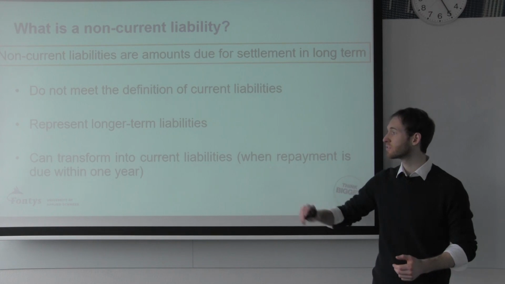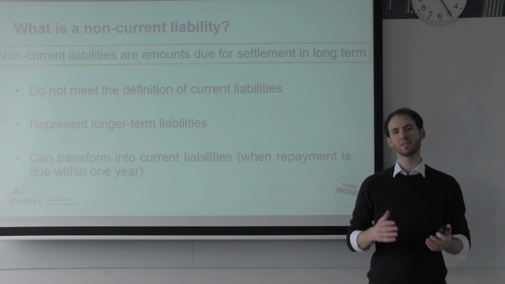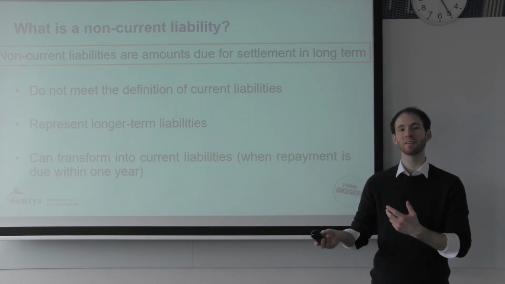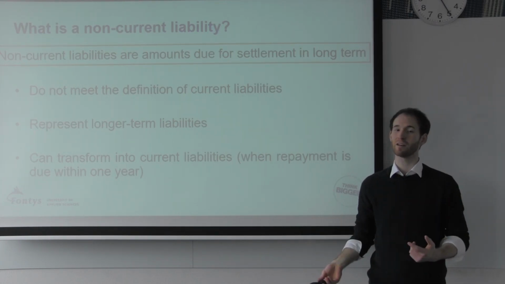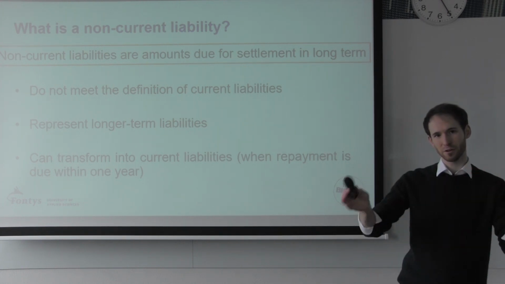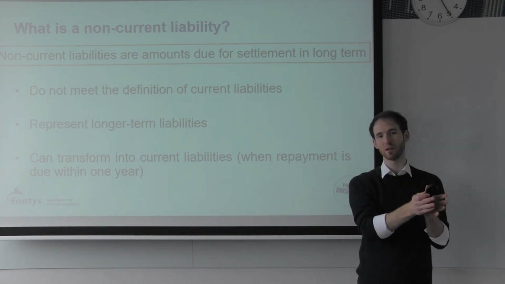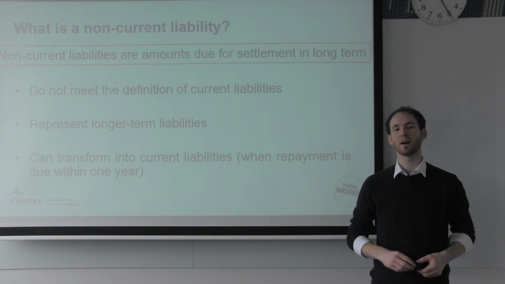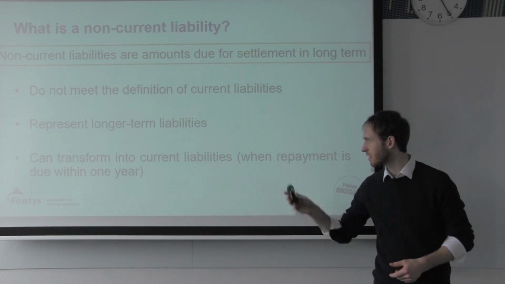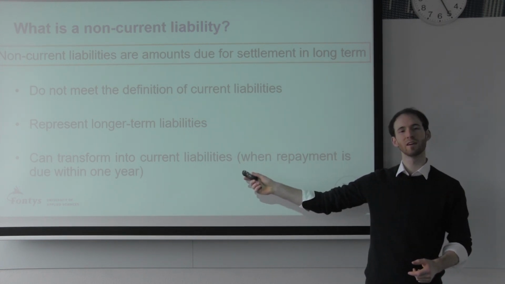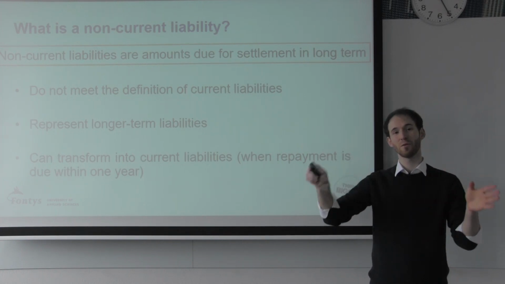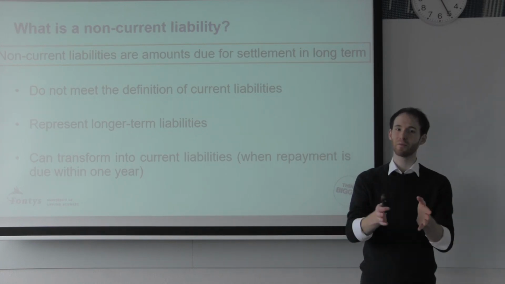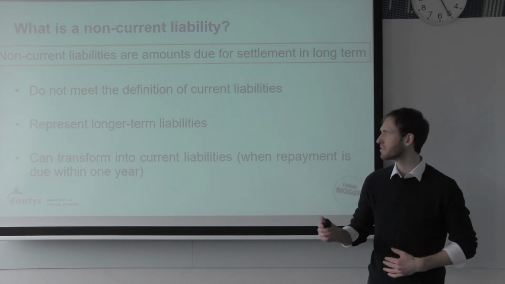And finally, they can transform into current liabilities. So let's say we get a loan that is due for settlement in 3 years, and now 2 years pass. Basically, the loan is due for settlement within 1 year. So this means actually the longer term liability transforms into a current liability when the settlement date is shorter than a year. So you see, this is a very important difference, because the current liability cannot transform into long-term liability, but the non-current long-term liability can transform into a short-term one when the time comes.